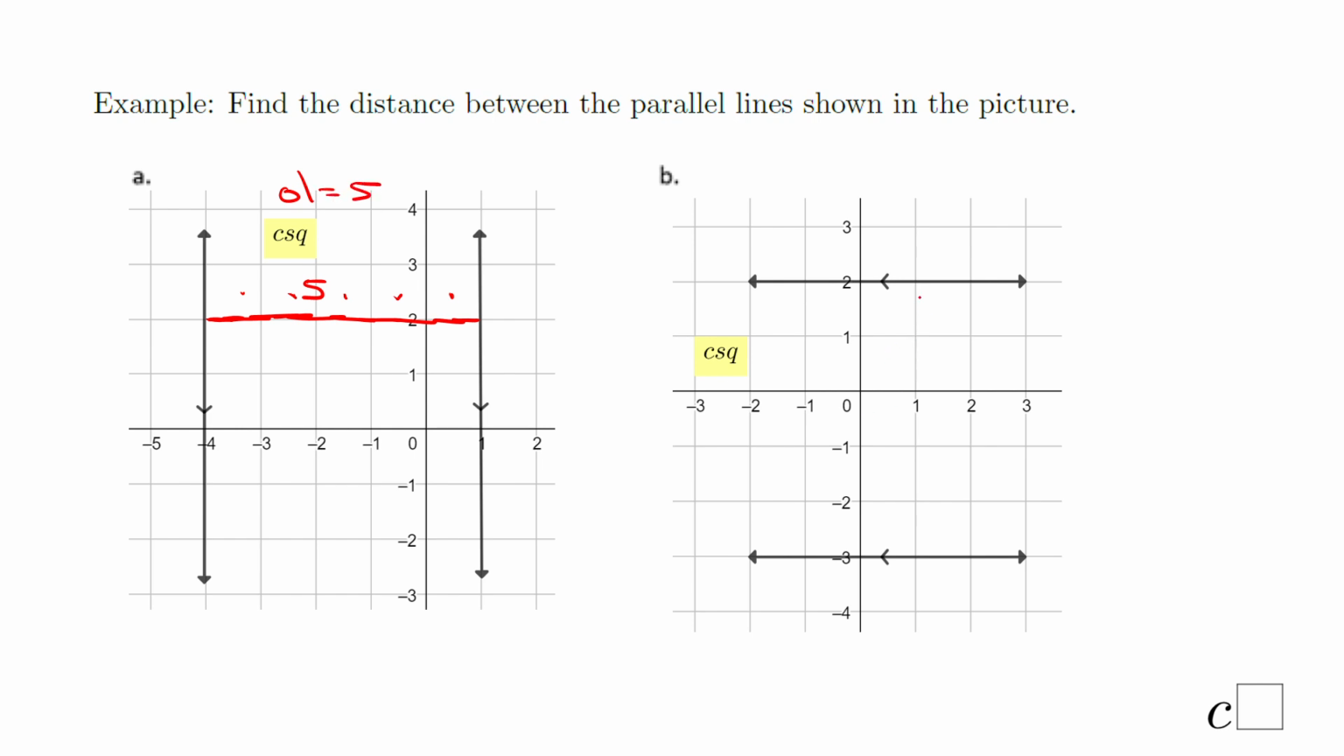What about this one? Very similar. We can draw this segment, or vertical segment in this case. It will be the perpendicular segment on both lines. And we have 1, 2, 3, 4, 5 here. So the distance is 5. So whenever you have vertical or horizontal lines, it's easy to find the distance.